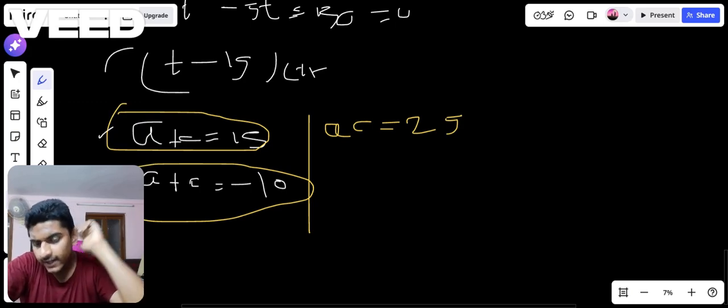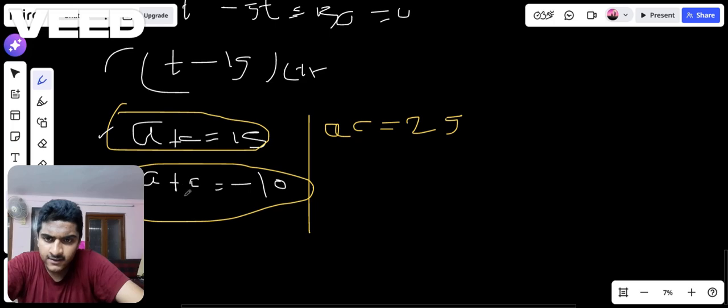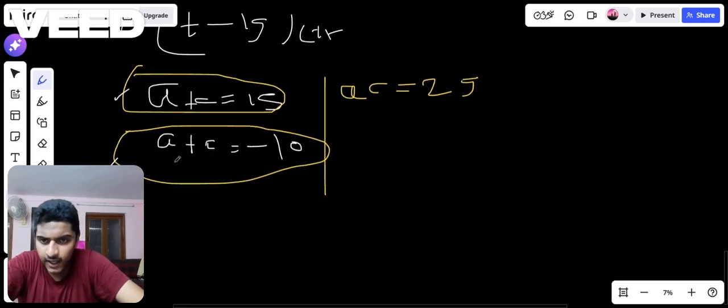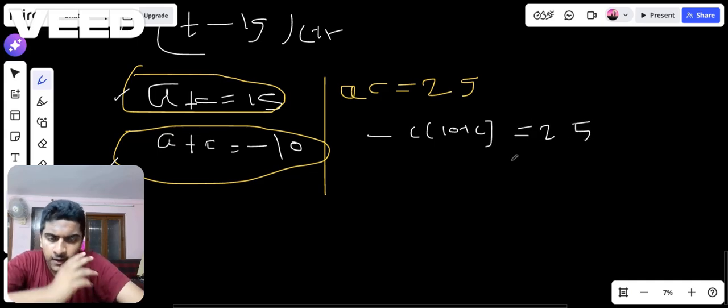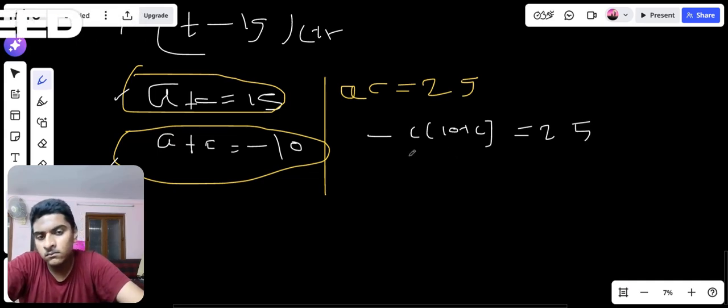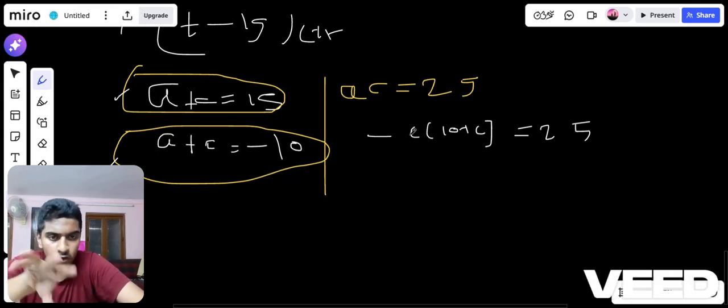So one method is, let's say you take this condition a plus c equal to minus 10. So let's say a equal to minus of 10 plus c. So minus of c into 10 plus c equal to 25. So let's say you do this, right? So okay, you end up with this.